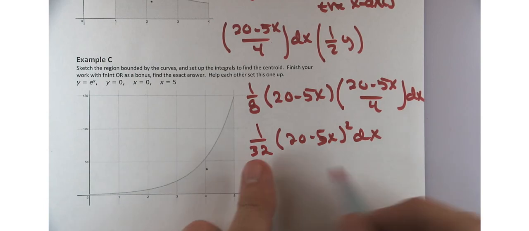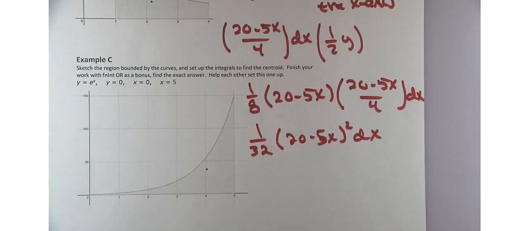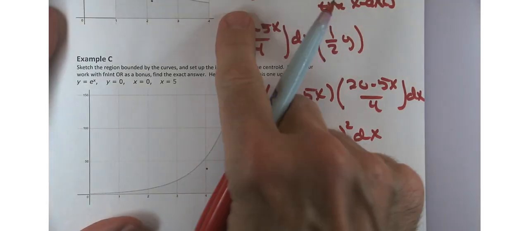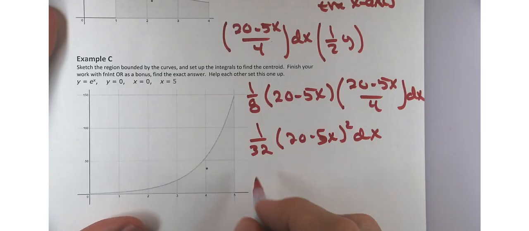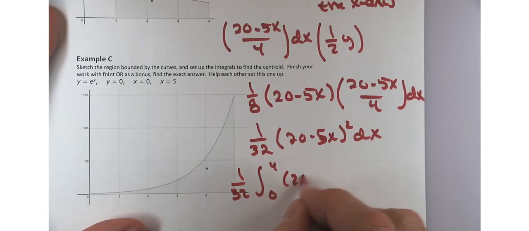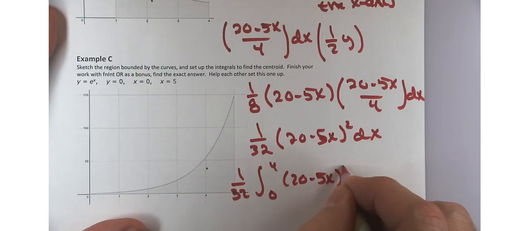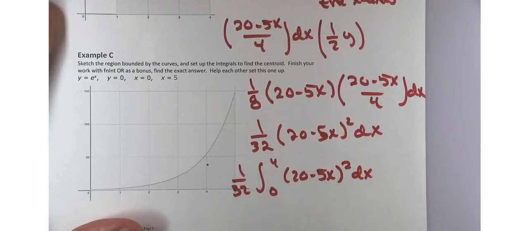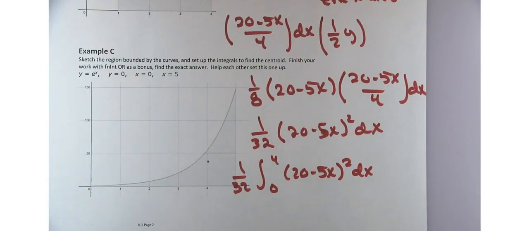That's the force, the moment around the x-axis. So let's see if we can find that total there. That's going to be the integral of 1 over 32 between 0 and 4 of 20 minus 5x squared dx. And now it's time to find a couple of these integrals.